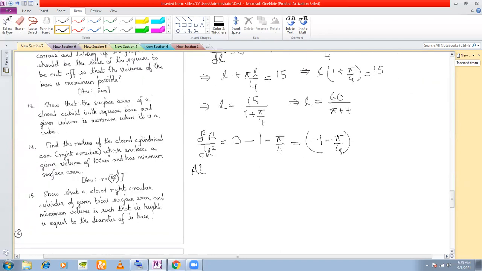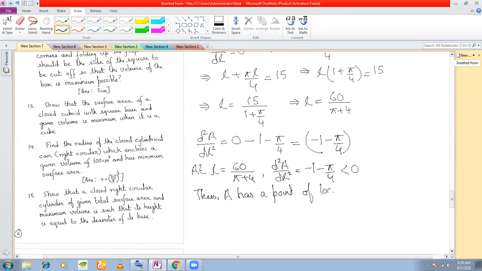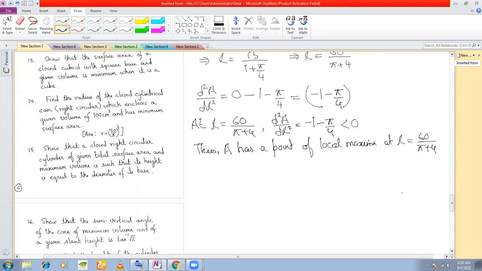This is actually a constant, d2A/dL2. So at L is equal to 60 by pi plus 4, what is the sign? d2A/dL2 will remain the same because it's a constant function. It's negative, right? So thus what can I say? Thus A has a point of local maximum at L is equal to 60 by pi plus 4. So the length you have got for maximum area is 60 by pi plus 4.